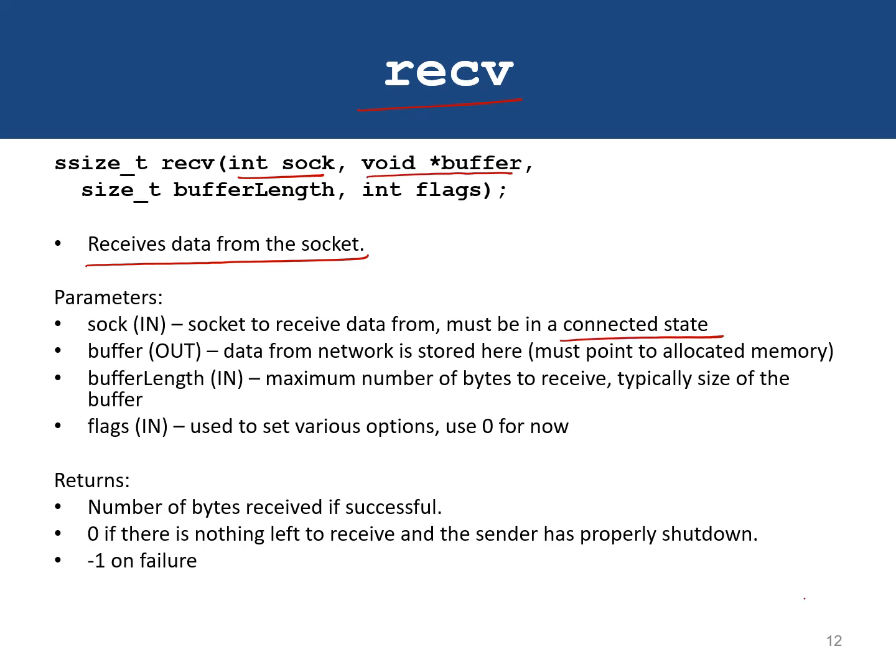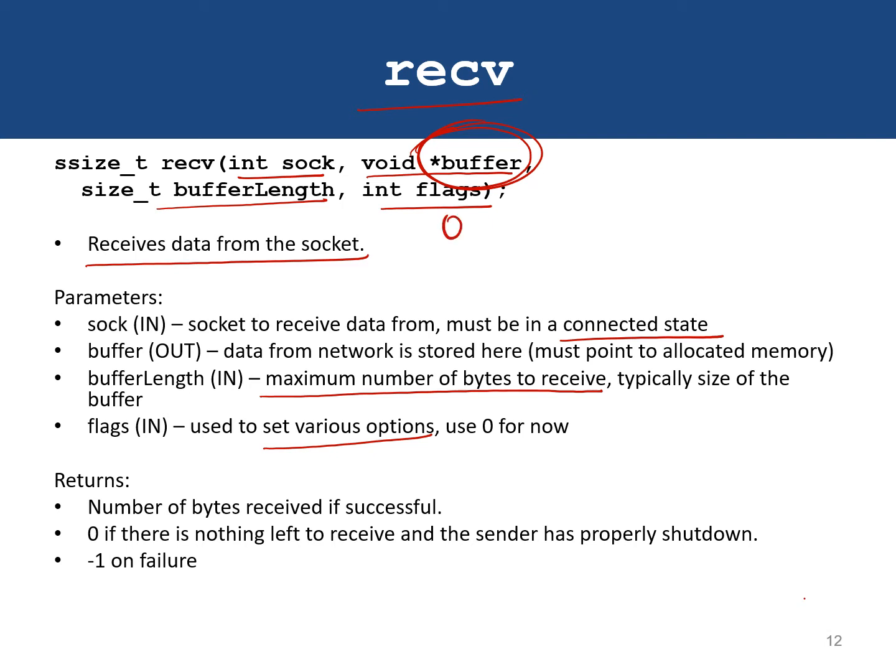The second parameter here is the buffer. Note that the data that we receive from the network would be stored here in this buffer. The third parameter here is the buffer length, which is typically the size of this buffer. The buffer length basically indicates the maximum number of bytes that we can receive. The fourth parameter is the flags. Like we have seen earlier, the flags can be used for setting various special options. If you don't want to specify any special options, you can simply pass a 0 for the flags.